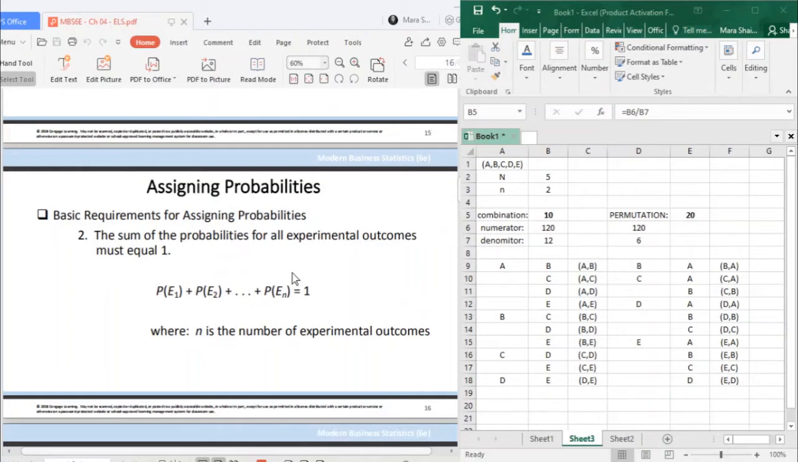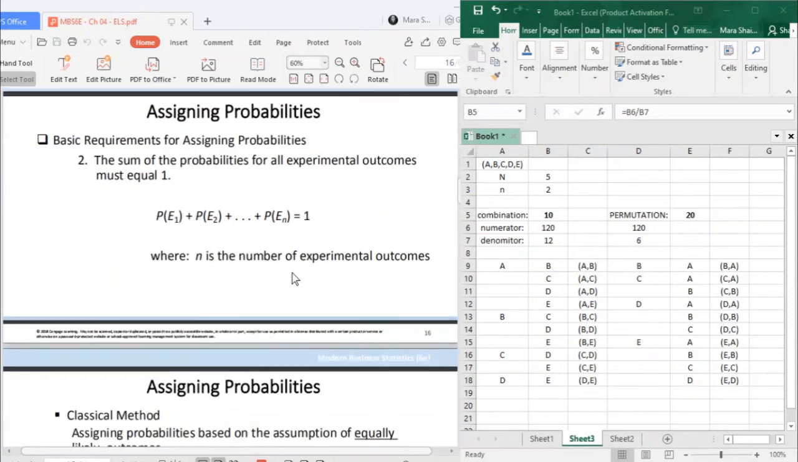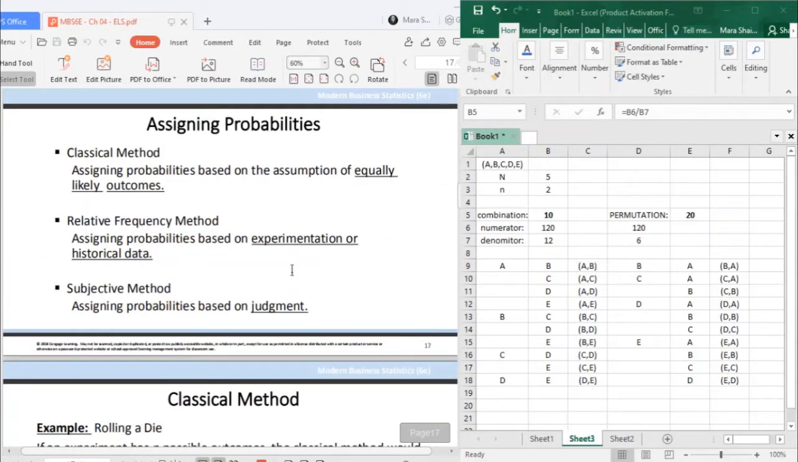Now, there are 3 methods of assigning probabilities. We have the classical, relative frequency, and the subjective method. So, kani siya akong gimension.